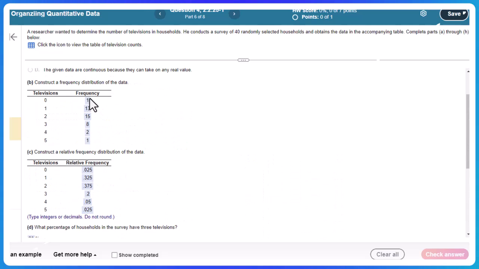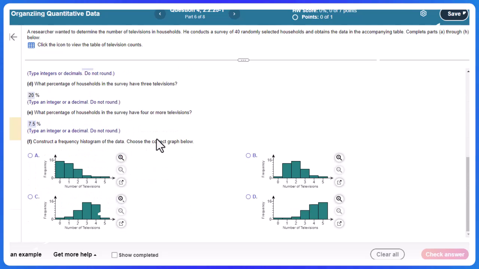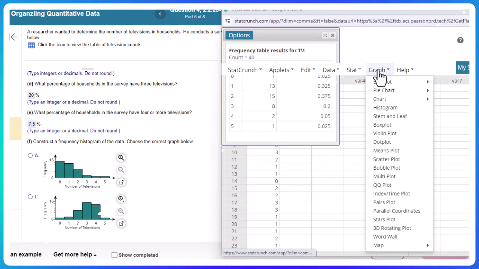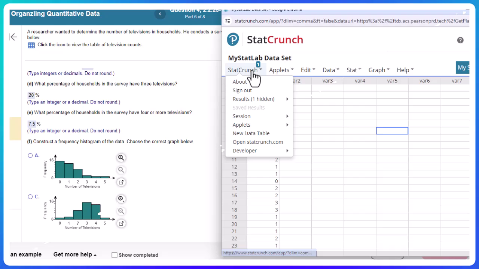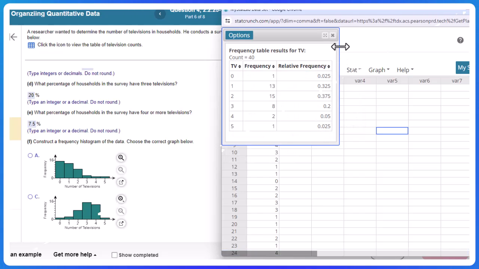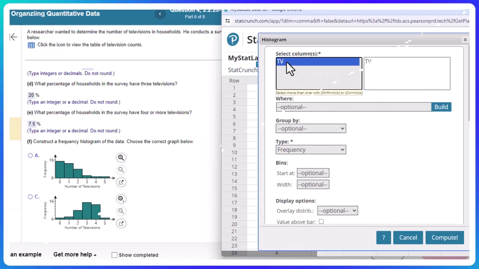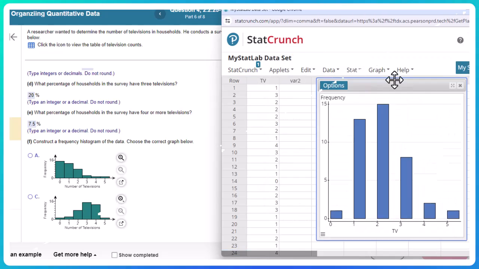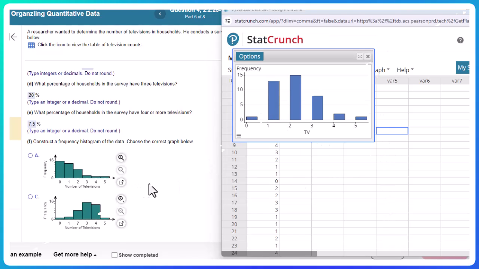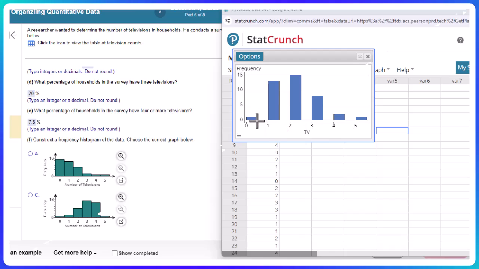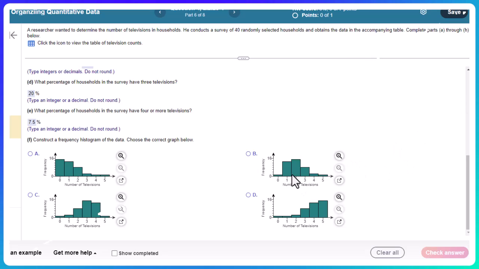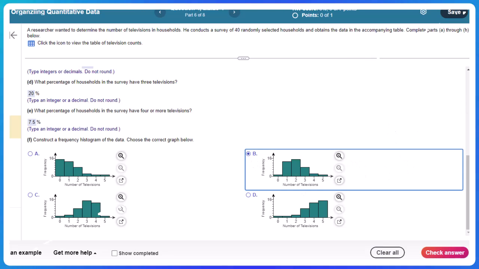Now let's construct a frequency histogram of the data. So I could just kind of eyeball this and see which ones look correct, but let's go ahead and do this in StatCrunch. So back in StatCrunch, I can close this out. And if you ever want to access that again, it's right in here, results, and there they are. If you want to quit it for good, click delete. I might want that again. Let's take a look. So graph, histogram, TVs, and there we go. Okay, so which of these looks like that? It'd be more proper if these actually touch, but I think we get the picture here, and that's usually all we care about. So it looks like B is the one that fits that the most.